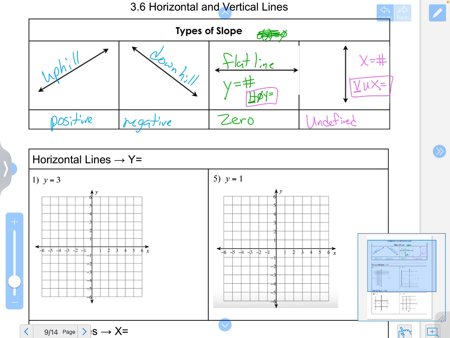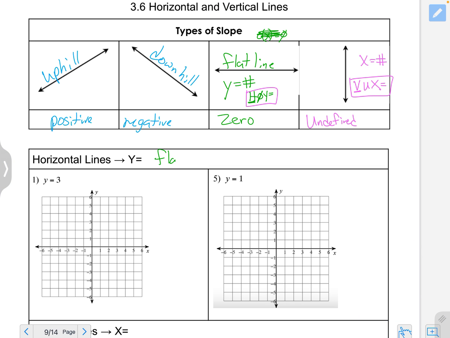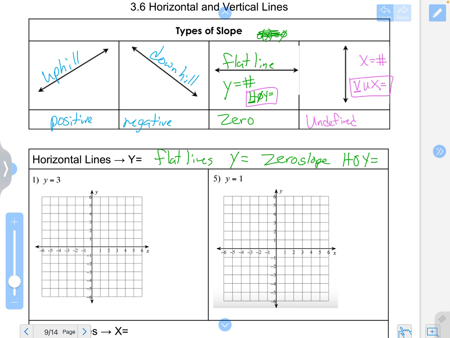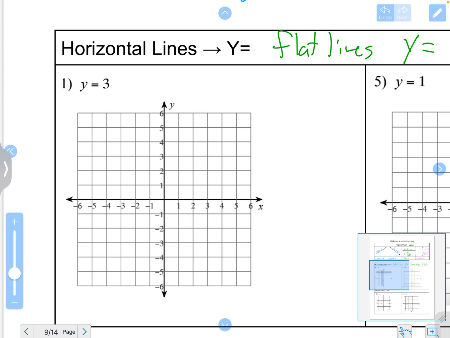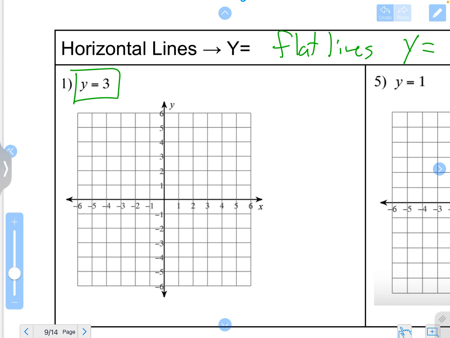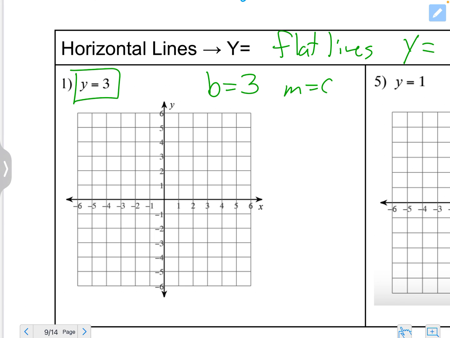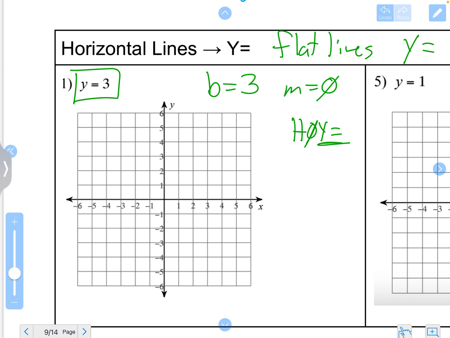So again, horizontal lines are flat lines. They are y equals, they have 0 slope, and we can call them HOY. So horizontal, 0 slope, y equals. So if it's y equals and there is only a number, we have a b, which is 3, and we have a slope, which is 0. Because again, HOY means our slope is 0 and it's y equals.